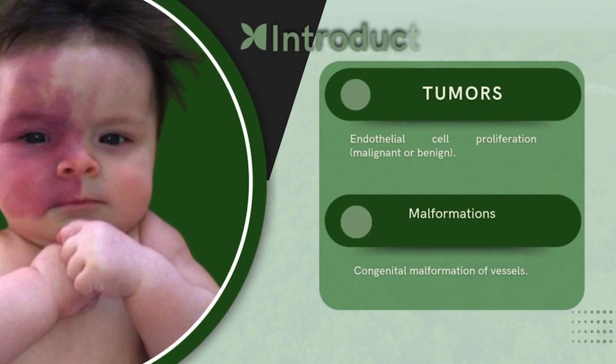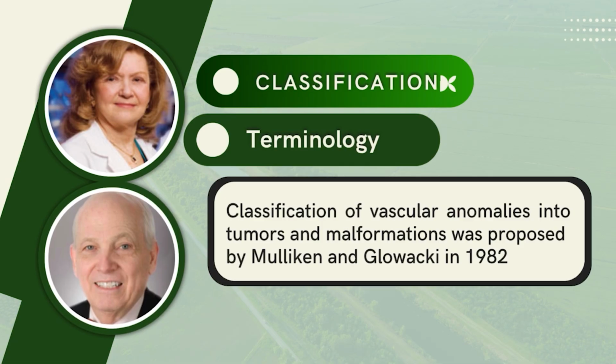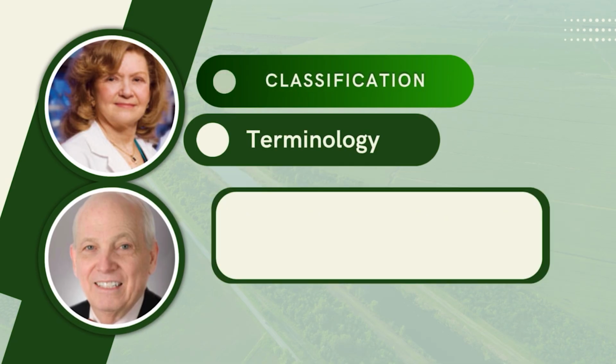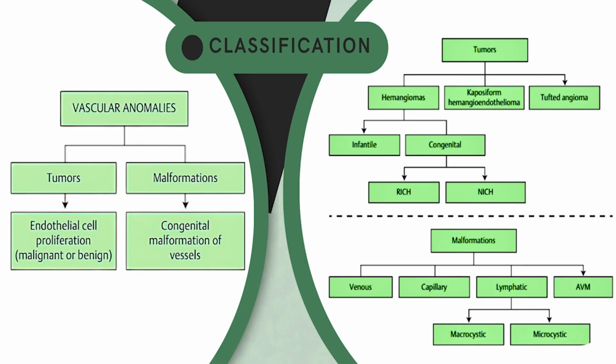Vascular anomalies are categorized into tumors and malformations. This classification, first proposed by Mulliken and Glowacki in 1982, was later adopted and expanded by the International Society for the Study of Vascular Anomalies. Accurate terminology is critical for diagnosis and treatment.